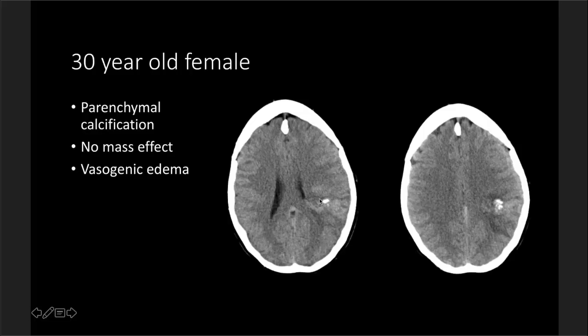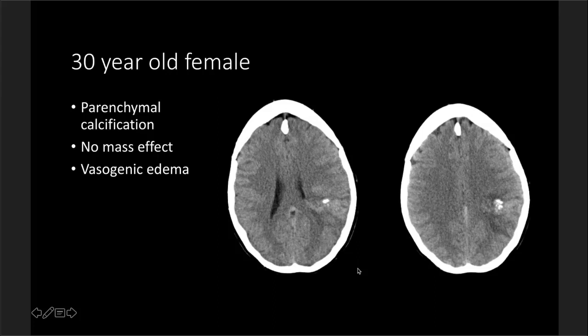Next case, 30-year-old female, non-contrast head CT. We have some areas of nodular calcification, and surrounding abnormal attenuation, hyperattenuation, and then adjacent vasogenic edema. But in this case, there's no significant mass effect. We don't have any midline shift or effacement of the ventricle.